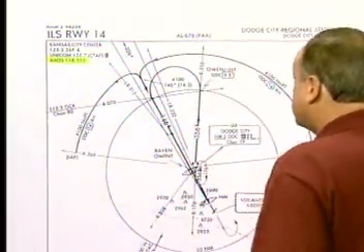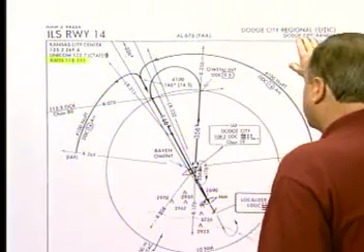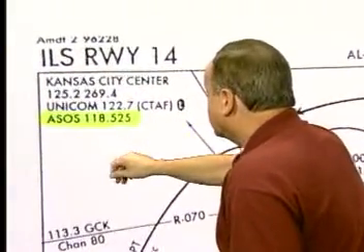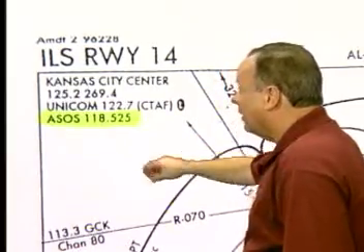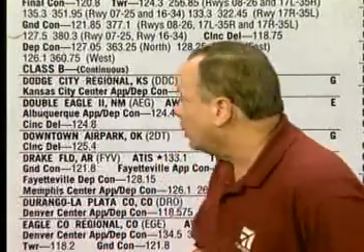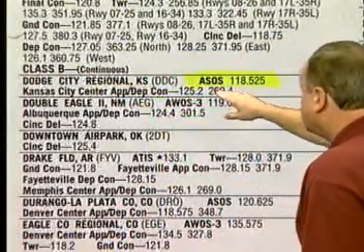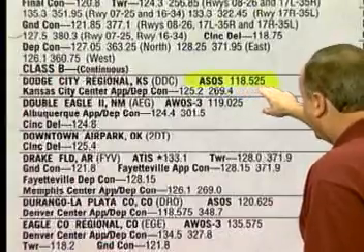Now, one place you can find the frequencies of an ASOS or AWOS is on your instrument approach charts. For instance, here we have an approach chart for Dodge City Regional Airport, and if you look in the upper left-hand corner, the frequency of the ASOS is 118.525. Now, you'll also find the frequencies on the legend of your NOS low altitude en route chart. Here we have Dodge City Regional, and once again, the ASOS frequency is 118.525. How lucky, it's the same frequency.